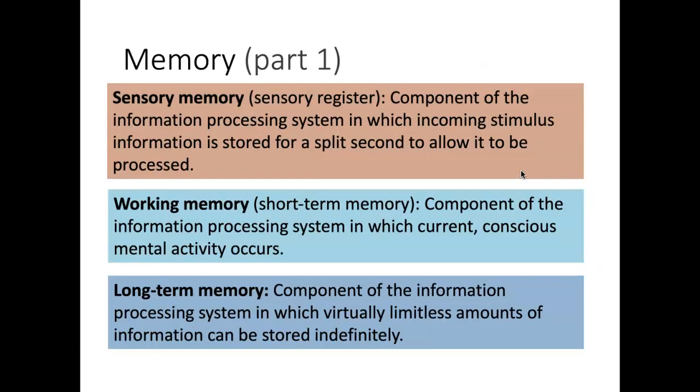So memory, a couple of terms to know about memory. Sensory memory, sensory registry, is the component of information processing system in which the incoming stimulus information is stored for a split second to allow it to be processed. Working memory is considered short-term memory. It's the component of the information processing system in which current conscious mental activity occurs. Long-term memory is considered the component of the information processing system in which virtually limitless amounts of information can be stored indefinitely.